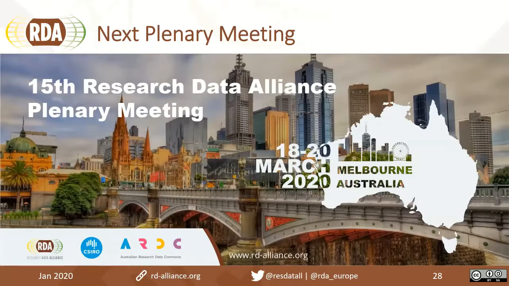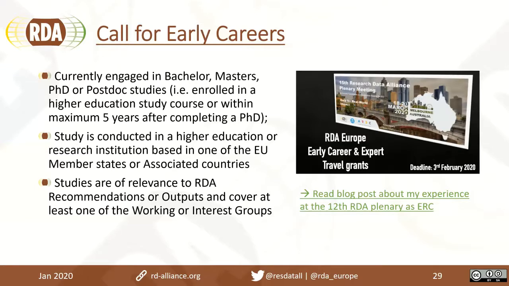Research Data Alliance is not only Europe, it's an international organization. And how do these people who work together in interest and working groups come together? There are plenaries organized 2 times per year. The next one will be in March in Australia. And if you're interested to attend it, if you're an early career researcher, there is an open call for early career and expert travel grants. So not only for early careers, also for experts, there are grants open.